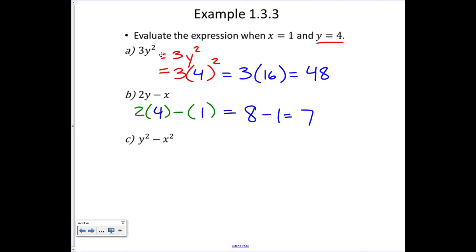Finally, the last problem. We're once again going to replace the letters with parentheses and then plug in the values we want them to be. So y is 4. X is 1. 4 squared is 4 times 4, which is 16. 1 squared is just 1. And so we're just left with 15.